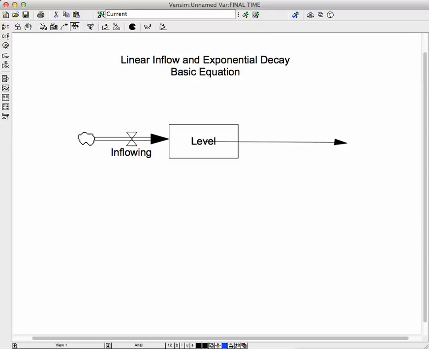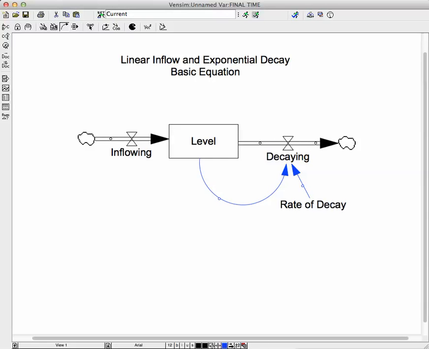add a decaying outflow, and we're going to add a variable here that is the rate of decay, and then we're going to connect with the information. The blue arrows, we're going to connect these. So this is your basic model, basic equations for linear inflow and exponential decay.